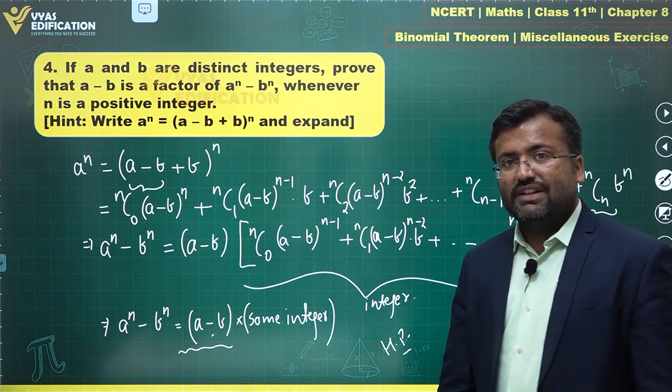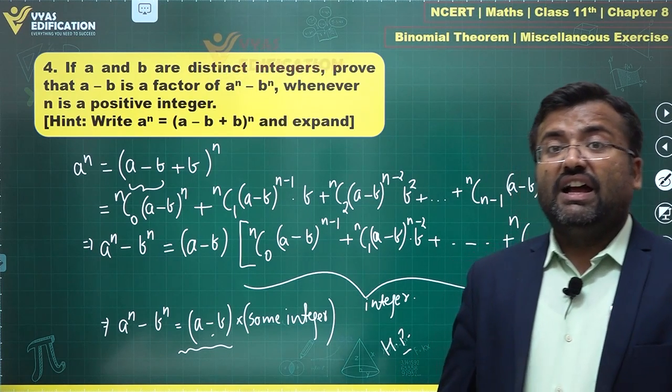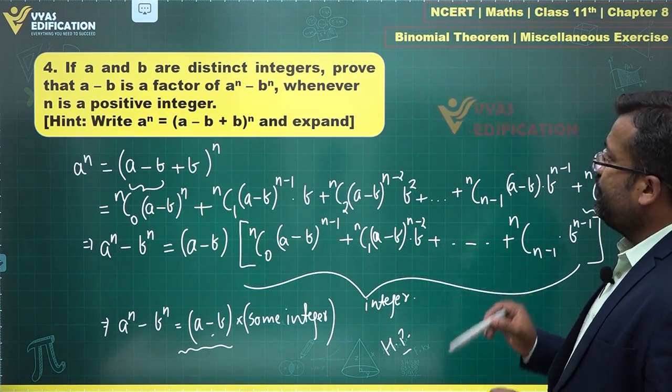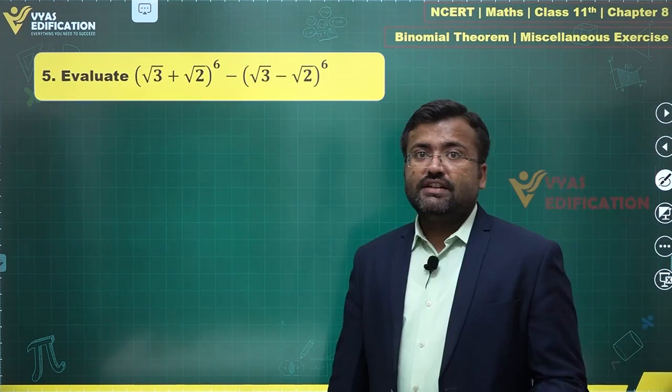You can write one line after this, that is, from here you can comment that a minus b is a factor of a power n minus b power n. That's true. That's the complete solution of this question over here. Let's discuss this question next.